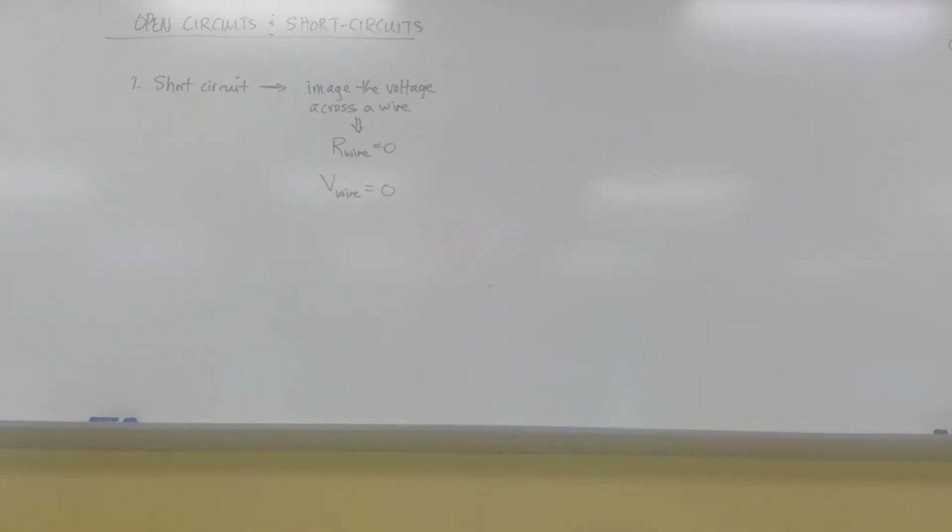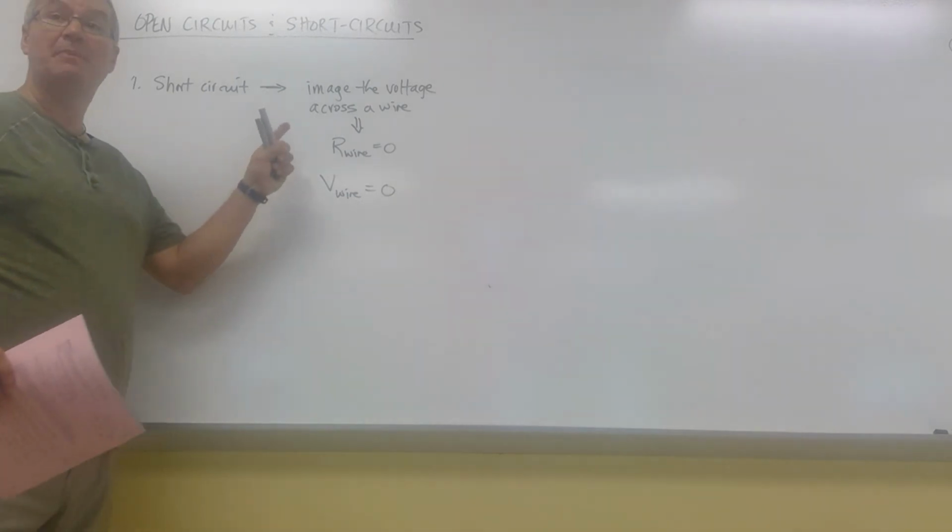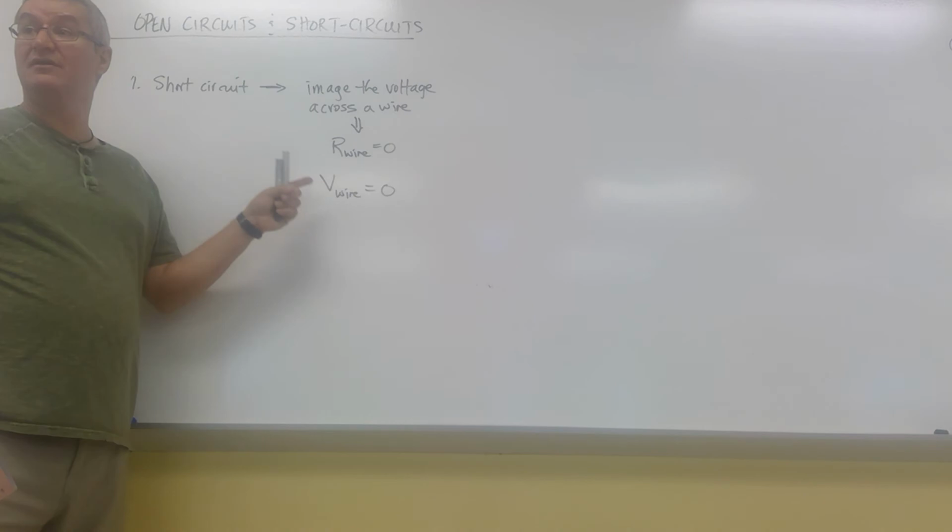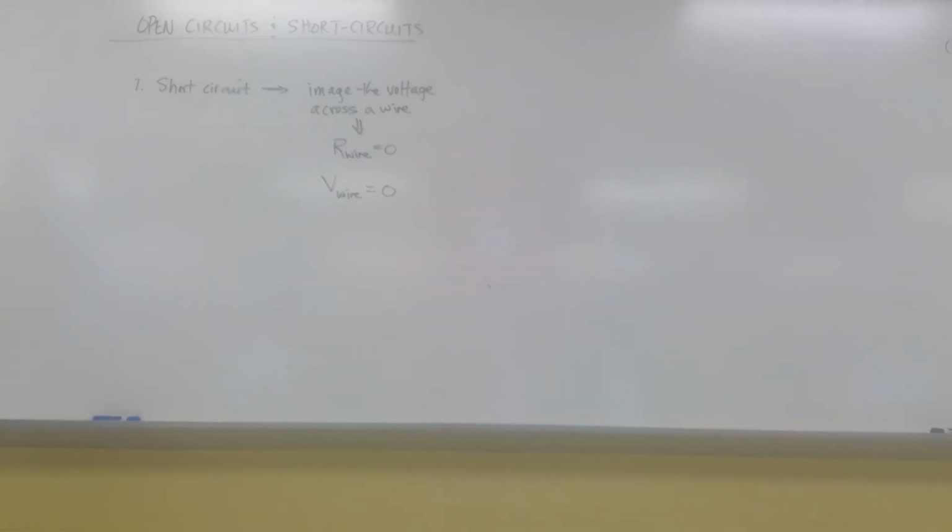Current could be anything it wants. What determines the rest of the current? It's the rest of the circuit. What determines the current through the short depends on the rest of the circuit. Now, if you have an ideal power supply, you would then get infinite current. But that's not possible, right?